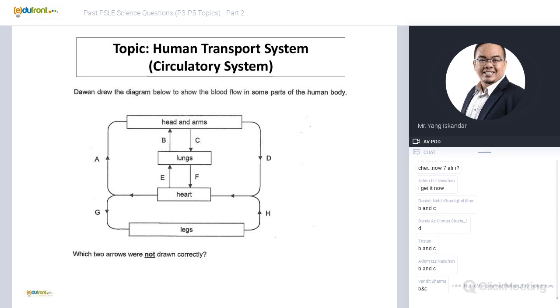Some of you say D, some of you say B and C. Okay, whatever answer you put, can you explain in the chat function here? It is important to explain. Can you write down your explanation?